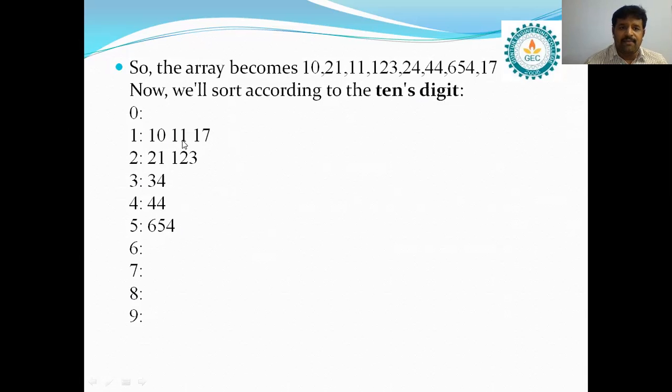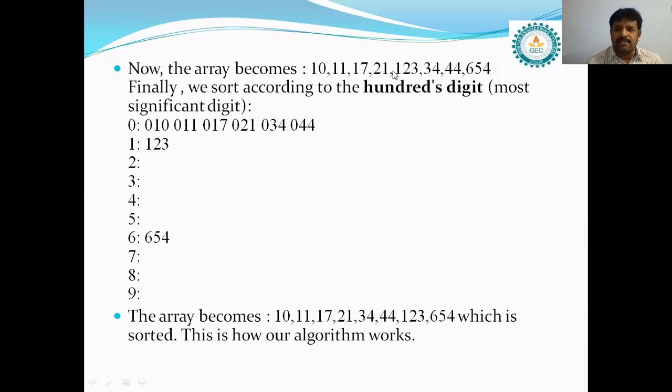So at the end of the list, it will contain 10, 11, 17, 21, 123, 24, which was missed here, and then 34, 44 and 654. In the next pass, these are the elements like this.